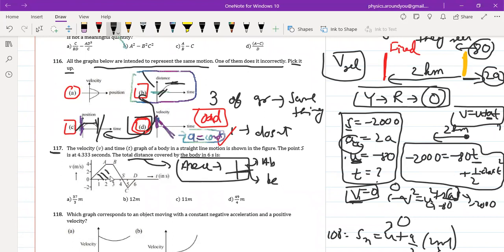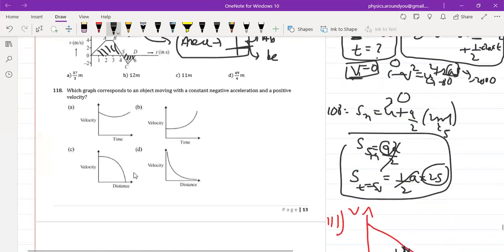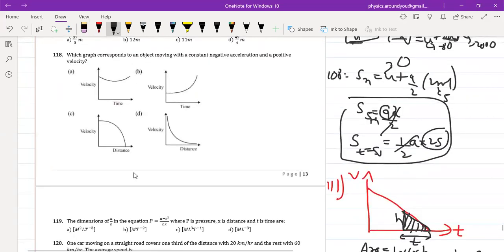So I first calculate this area. Algebraically, I add it to this area. The total area under the graph will give you distance, provided you don't include sign conventions with it. So you first find the area of the trapezium and the area of the triangle. You add both of them without giving a hoot to the sign of those areas. That is the 117th question. And what about the 118th one?